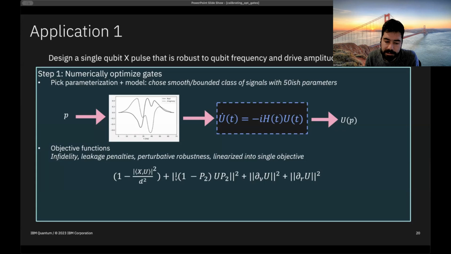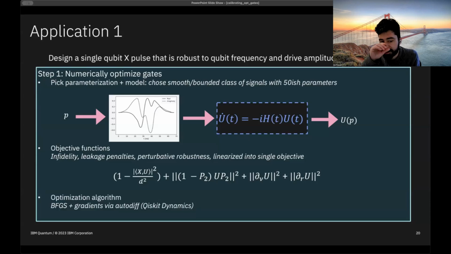We have weights and so on here, but just as a cartoon of what our objective is, this is the idea. And then we run an optimization, gradient based using the BFGS algorithm in SciPy, and all the gradients are computed with automatic differentiation. So this simulation and computation of these perturbative terms is all done with Qiskit Dynamics, which works with JAX.